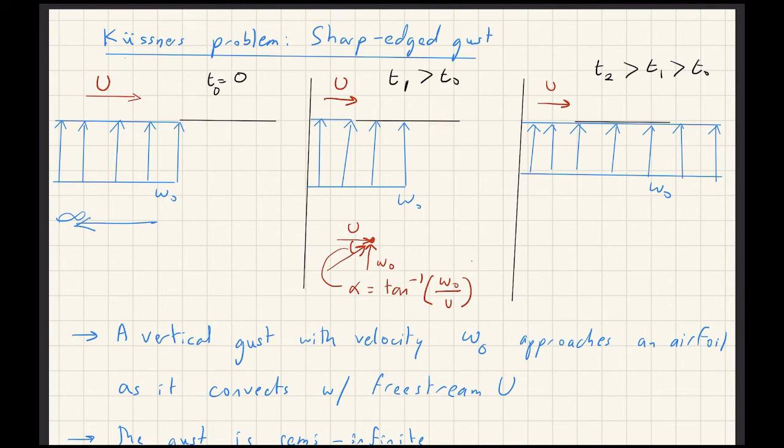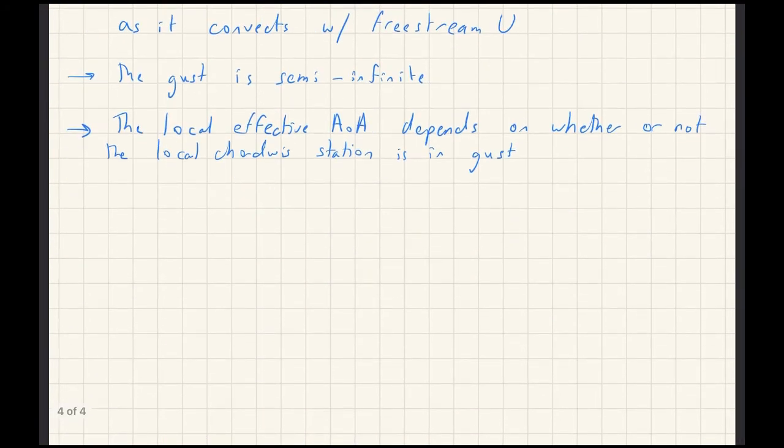So the local effective angle of attack at chordwise positions on the wing depends on whether this position is inside the gust or not, where this is not the case in Wagner. In Wagner, once you have a step input, the entire wing experiences the same angle of attack all over it. So this is in contrast with Wagner.